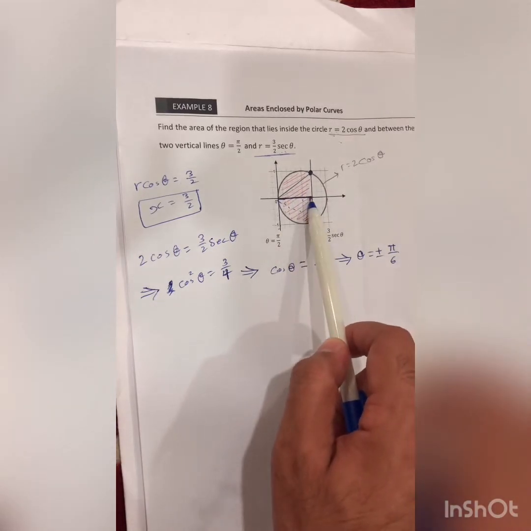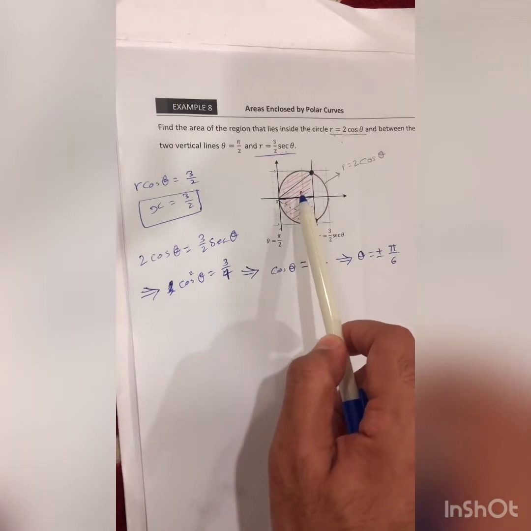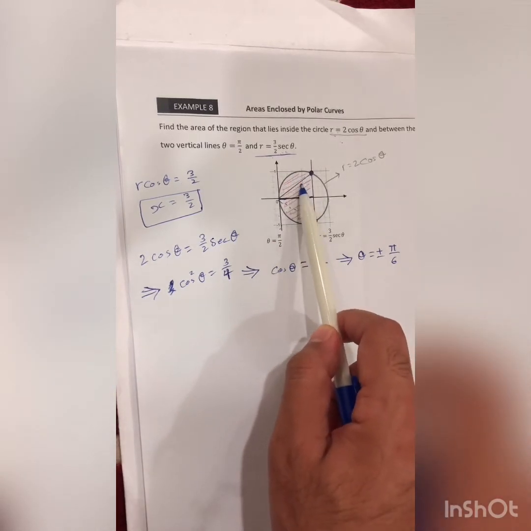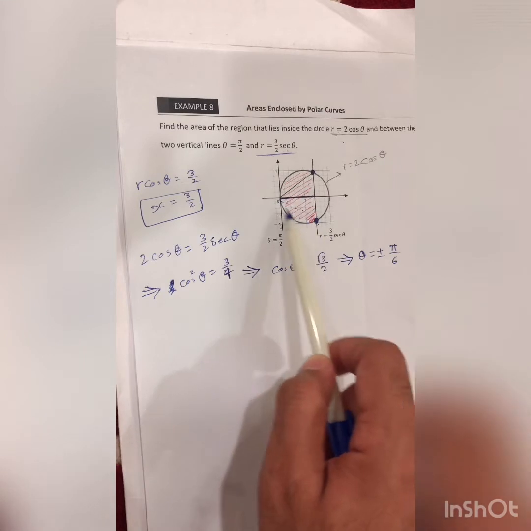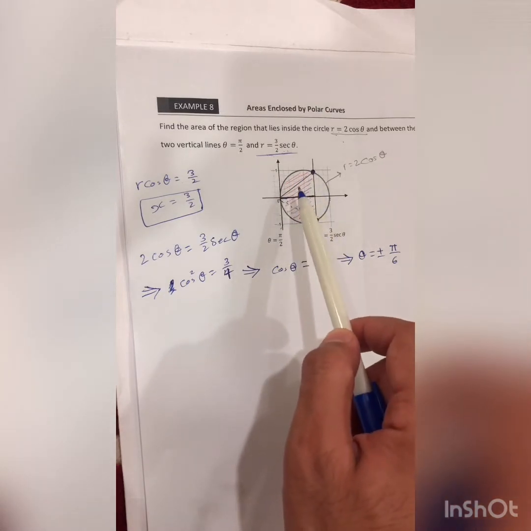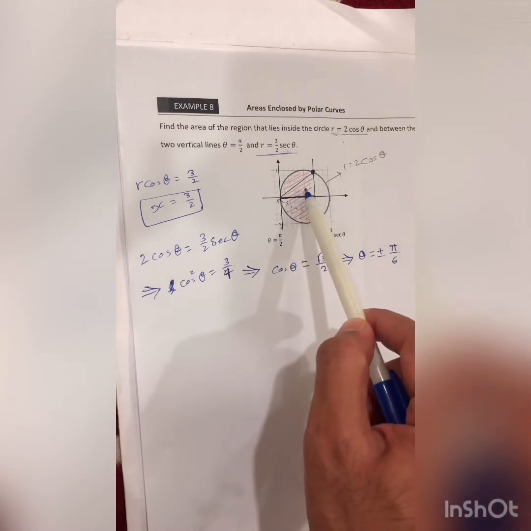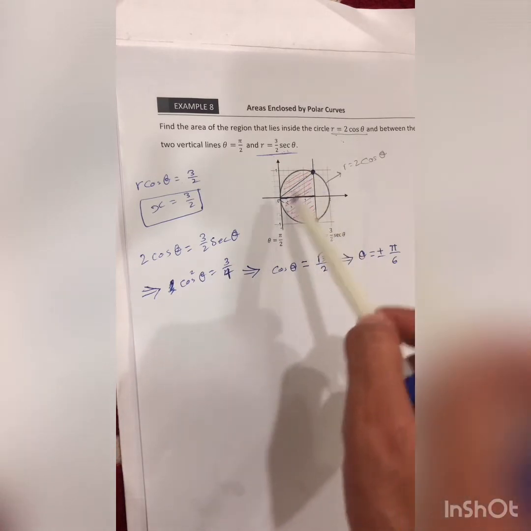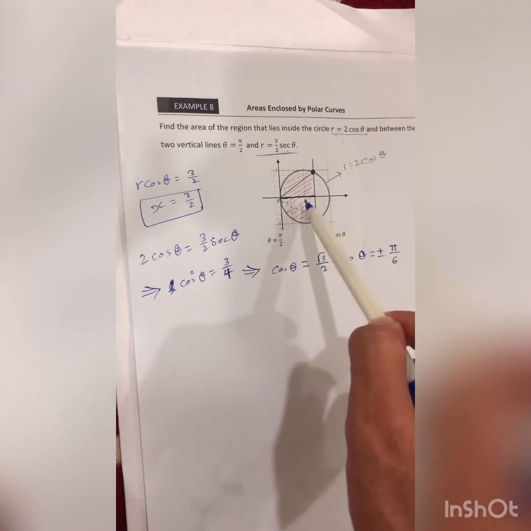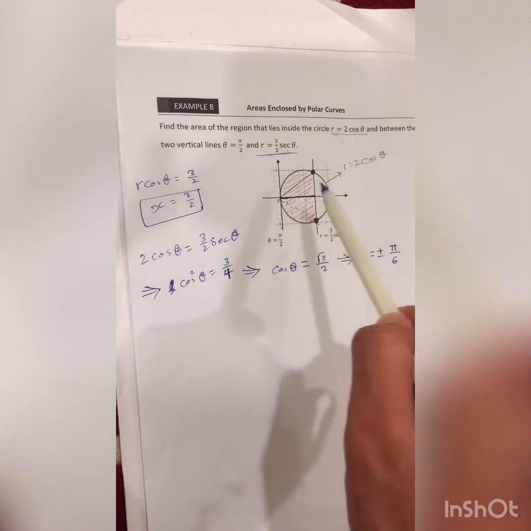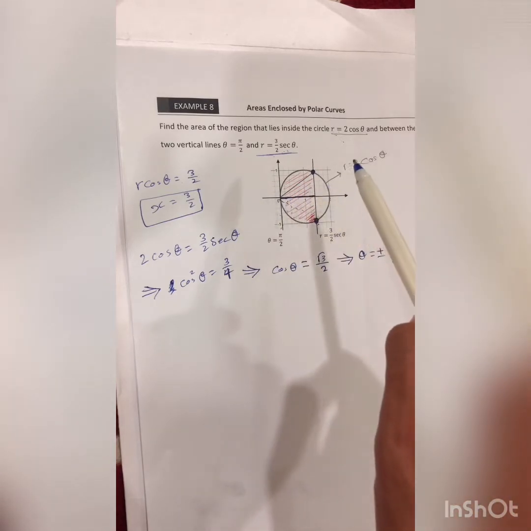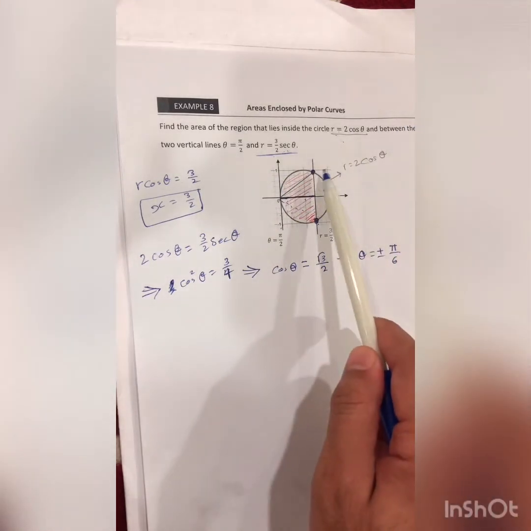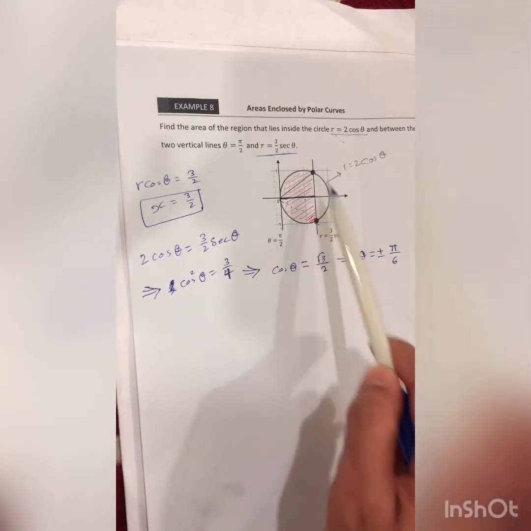polar axis. So it means that it is enough to calculate this area above the polar axis, and then you just multiply it by 2 to find the whole area. So our task is just to calculate this area above the x-axis. If we multiply it by 2, we're going to have the total shaded area inside the circle and between those two vertical lines.